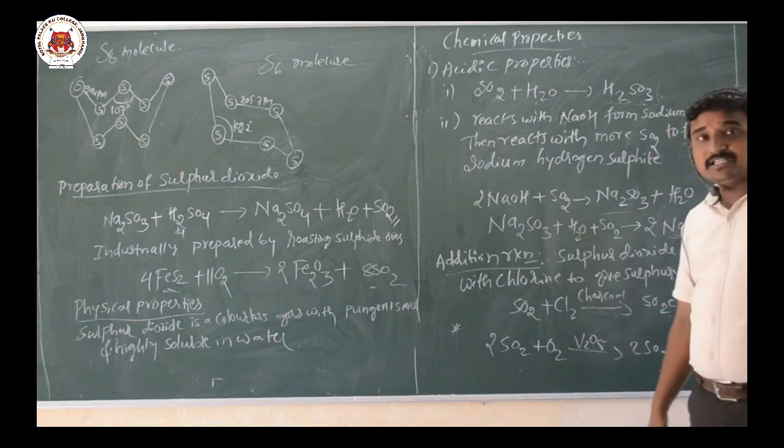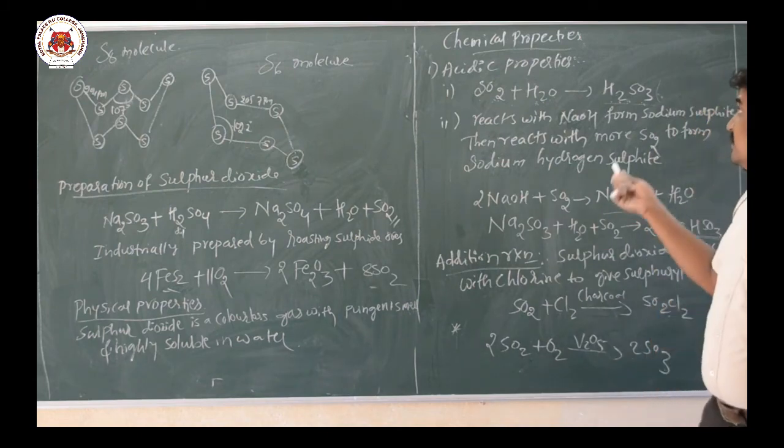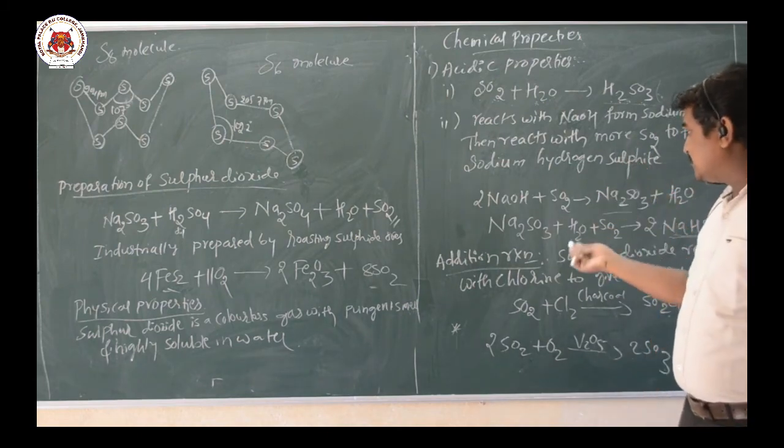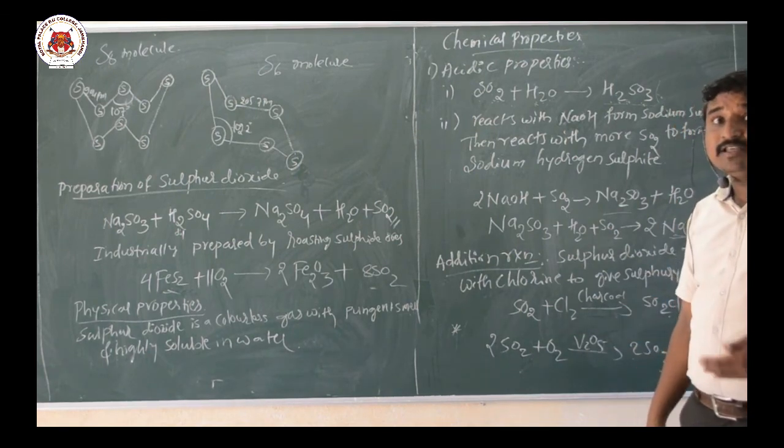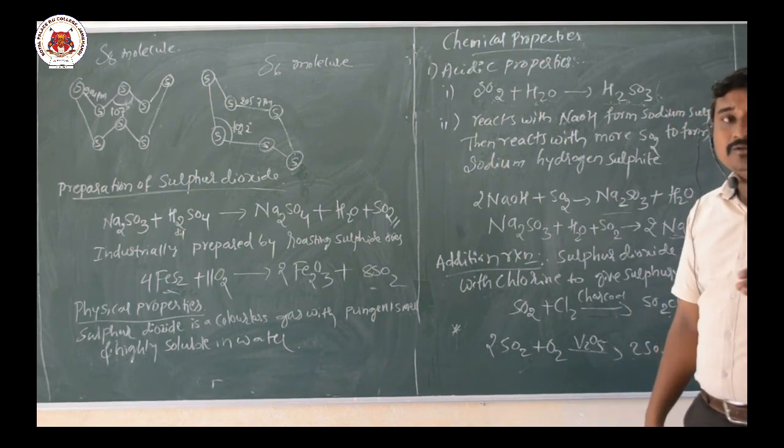In the next class we will continue with some more reactions of sulfur dioxide, namely its reducing properties, and the allotropic forms of sulfur. We will study that in the next class.